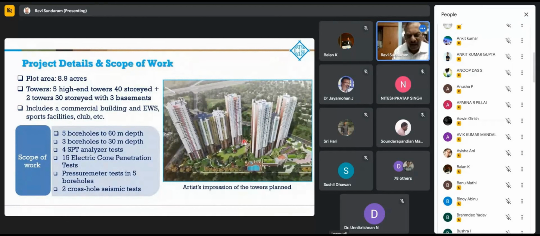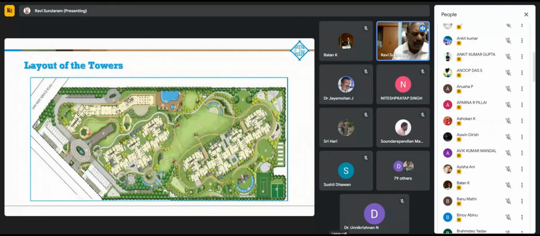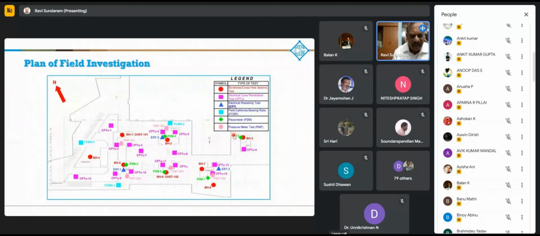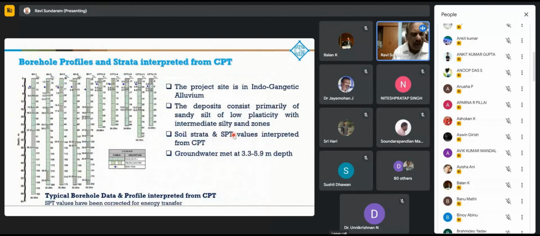So that's an artist's impression of how the towers will look. Presently it's under construction. This is the layout showing the various towers and the location of these various tests. This is the plan. Now I have the summary of the borehole profiles. If you can see here, I have boreholes 1 to 7, and then I have the strata interpreted from some of the CPTs.